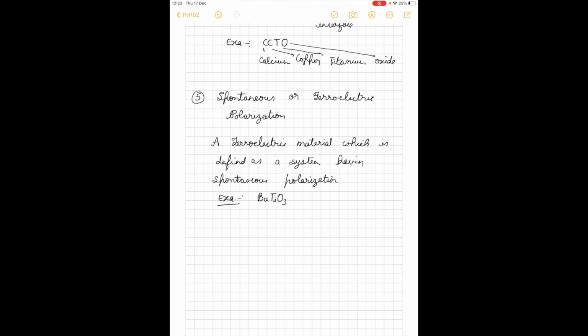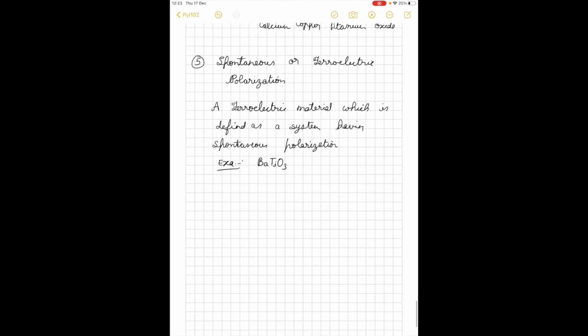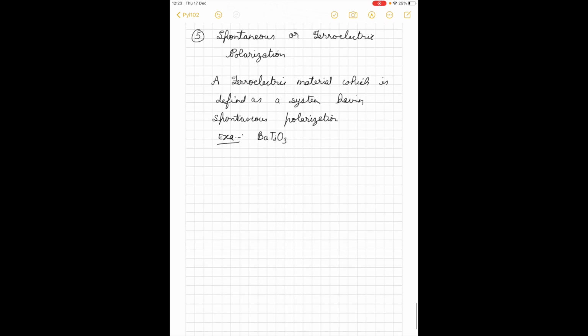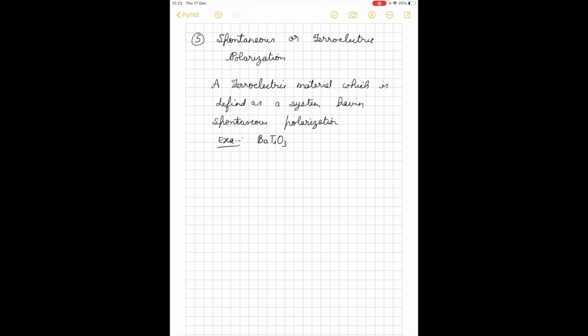Okay, so here are the 5 mechanisms that we saw: the electronic one, which all the materials have, then the ionic one, then the dipolar or the orientational one, then the interface one, and the last, the spontaneous one or the ferroelectric polarization. So actually in the next lecture we'll see in detail what these ferroelectric materials are, because they are also a really important class of materials. So we'll see ferroelectric materials in the next lecture.